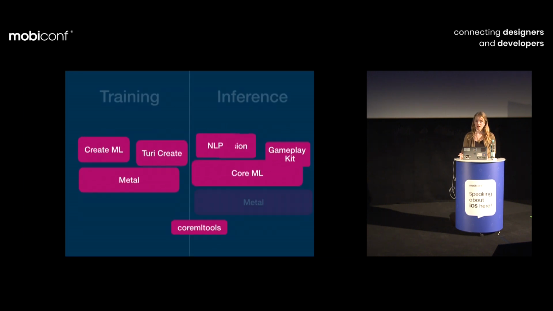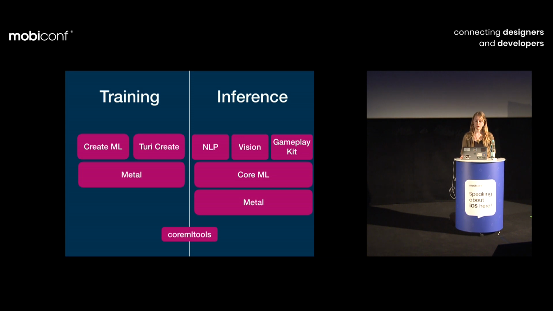So how can we put these in terms of those training and inference processes that I just talked about? CreateML, Turi Create, and Metal would go in the training part. And then in the inference, you would have natural language processing, Vision, Gameplay Kit, CoreML, and also Metal. In between, you have CoreML tools, which does a conversion of a pre-trained model from some other platform, such as Keras or Caffe format, converting it into a format that's understandable for CoreML.